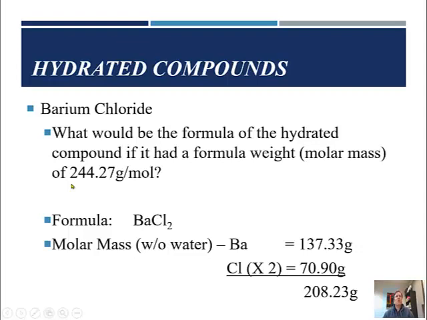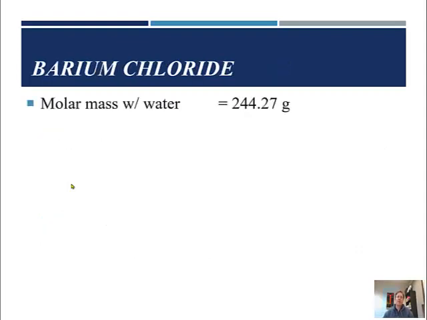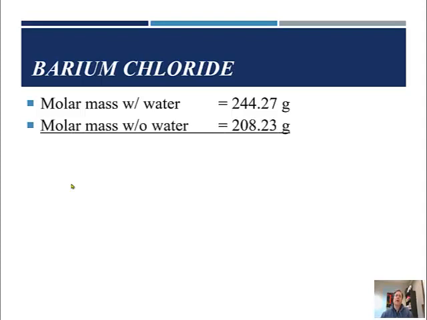So we're going to subtract those two from each other and figure out what the mass of water is. So I'm going to take the weight with water, 244.27, and subtract out our molar mass of just plain barium chloride, and the difference between those is 36.04. So when we heated this with our Bunsen burner, we got rid of 36.04 of water.